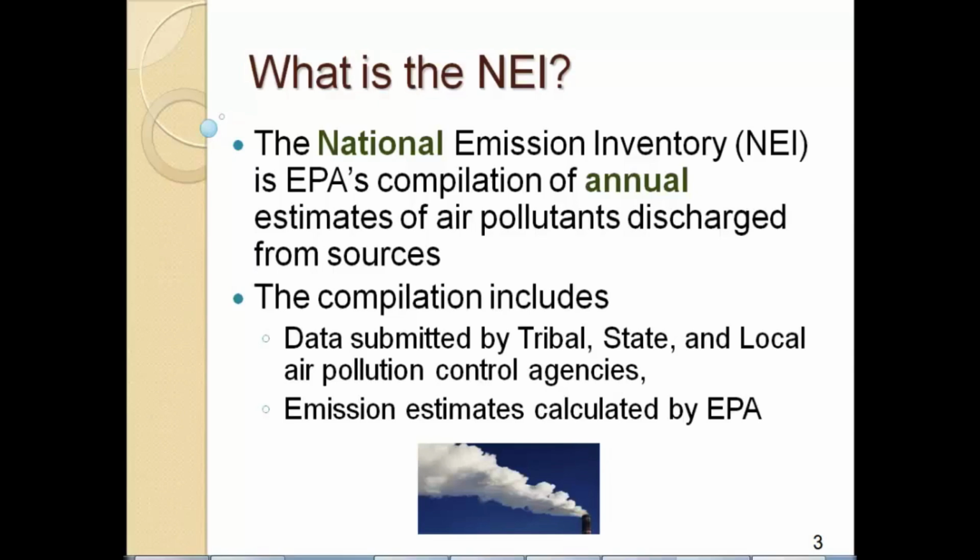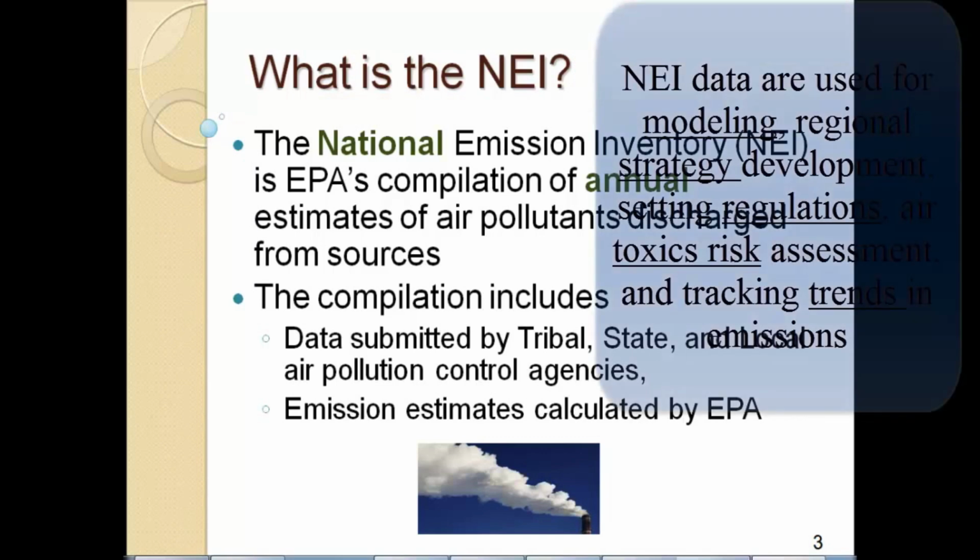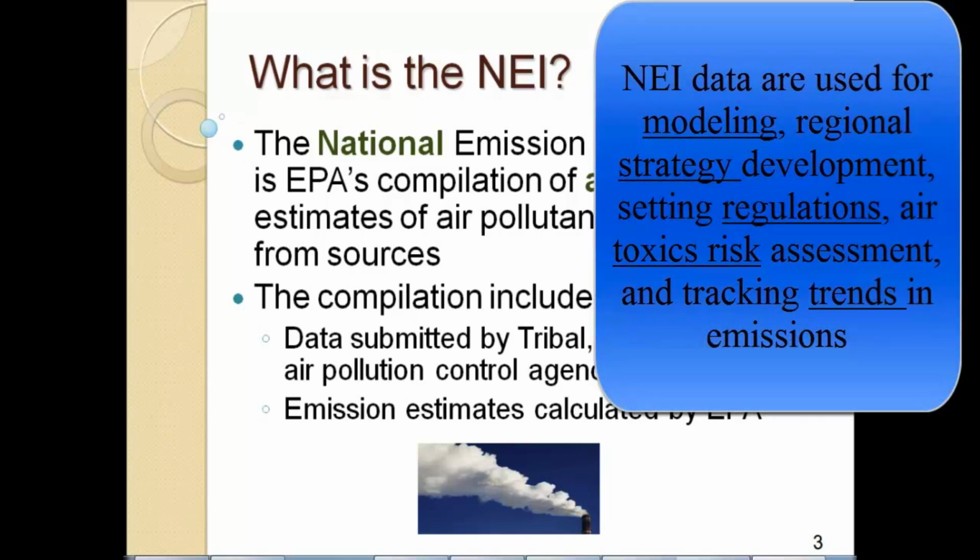EPA also does some emission estimates and submits them, and they also gather data from some sources that go into the NEI, such as airport emissions. There are several uses for NEI data, which include air dispersion modeling, regional strategy development, setting regulations, risk assessments, and tracking trends in emissions over time. So if anyone's looking for emissions data, the NEI is where they go.